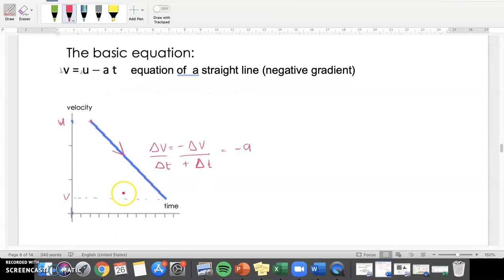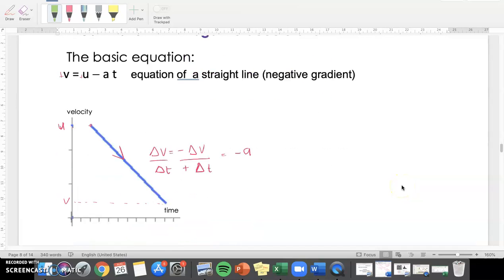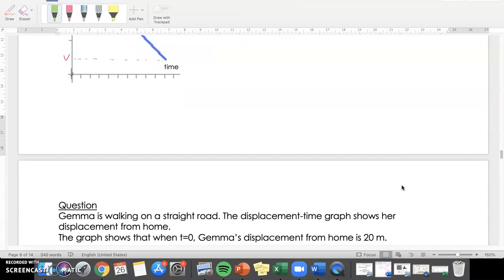What if I wanted my v to be a negative value? And I think you already know how to do that if our v is negative. So I'm going to leave that to you.